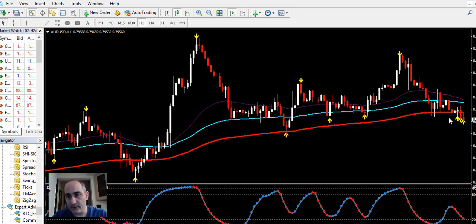As it comes up and makes this high here, then you get a down arrow telling you that it's time to sell. These arrows do repaint. As you can see here, we have 3 in a row.